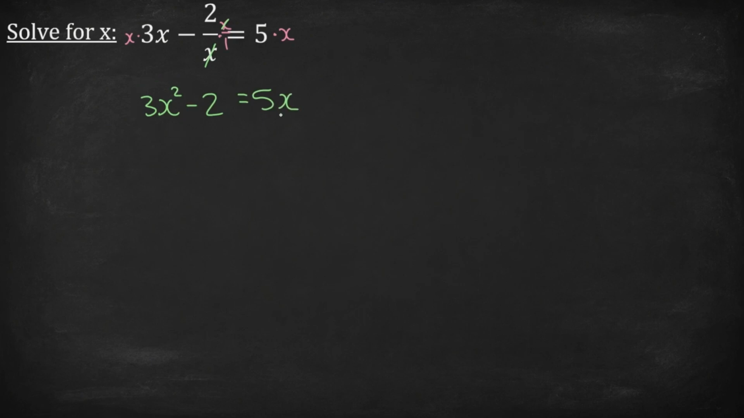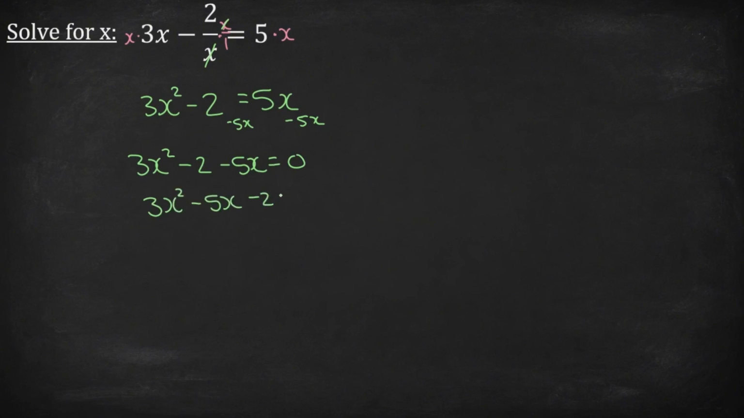That means I have to move everything to the one side so that I can make this equation equal to 0. So I'm going to subtract 5x on this side, and what you do on the one side, you have to do on the other side. So let's rewrite this. 3x squared minus 2 minus 5x equal to 0. Now it's very important that when you solve quadratic equations that you write it in descending powers of x, or descending powers of your variable. So I'm going to rewrite this as 3x squared minus 5x minus 2 equal to 0.